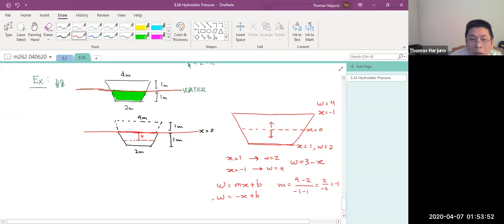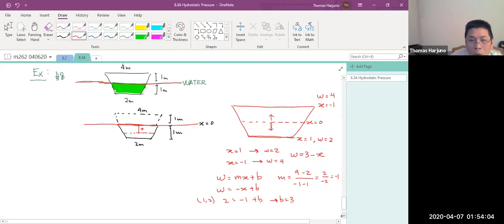Then I plug in either one of the coordinates, let's say (1, 2). 2 equals -1 plus b. That's how I get that b equals 3. So the width now equals negative x plus 3, or we can write it the other way around, 3 minus x. So if the depth from x equals 0 is x, then what is the width here?